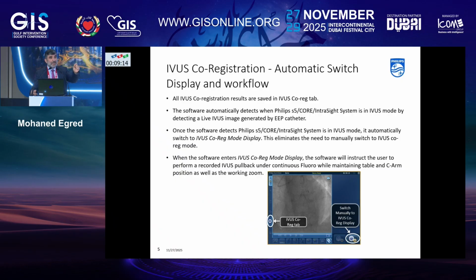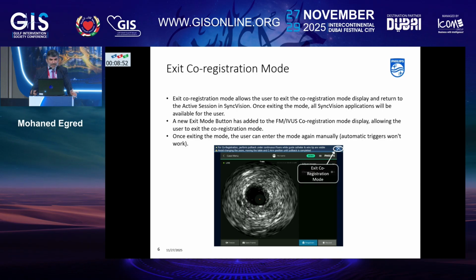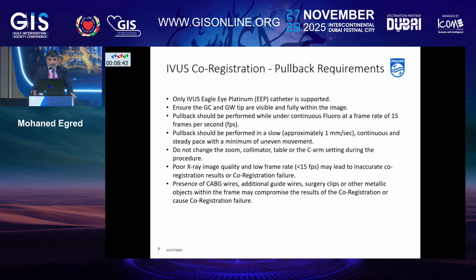You put your IVUS down, and this is using the Eagle Eye, because the Eagle Eye, as you know, has markers on it every centimeter, because you do want to know the length of the lesion. When you do it, you take your imaging and your pullback at the same time as the cine. That will allow you to overlay the IVUS with the angiogram. Once you've done it, you could exit the co-registration, and that will allow the system to process this and overlay the IVUS on the angiogram.